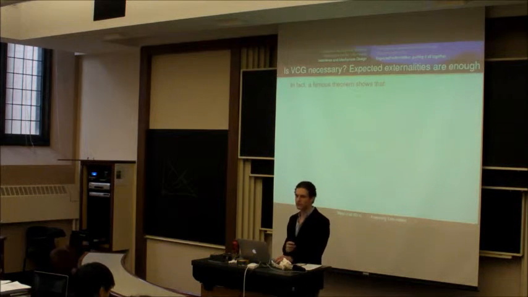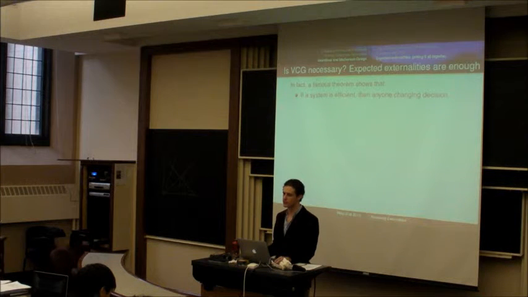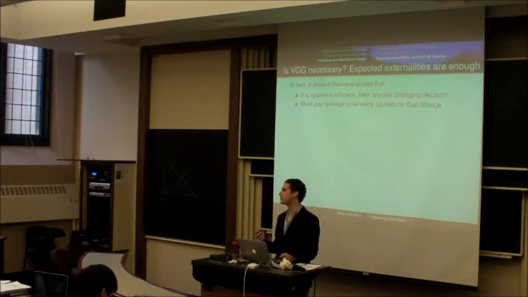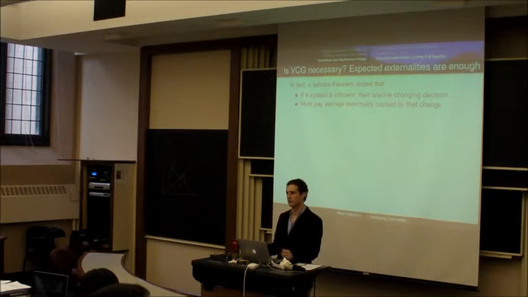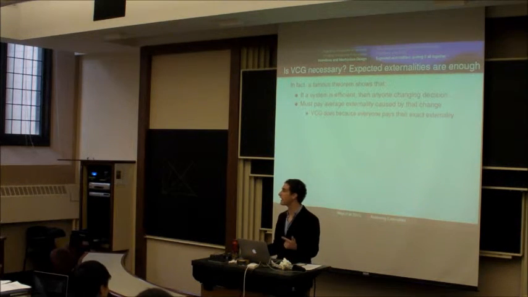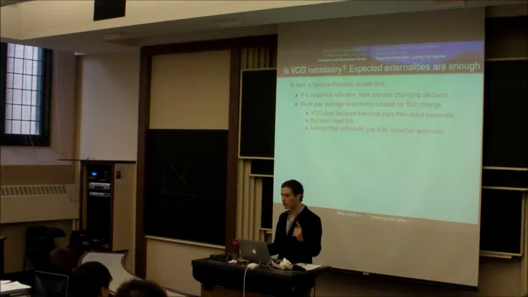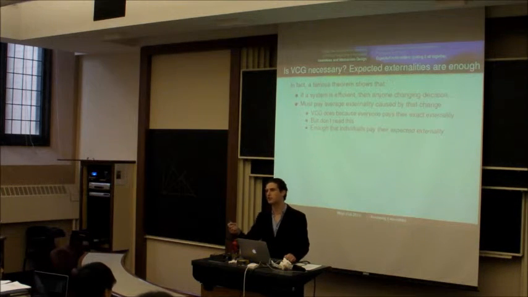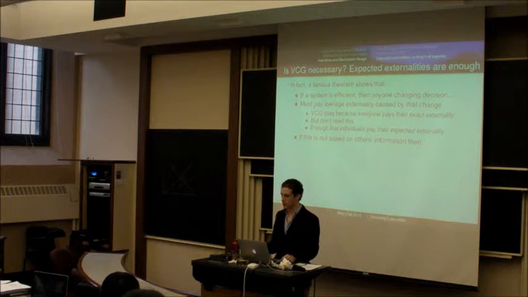And in fact, there's a famous theorem which shows that any efficient system requires that every time someone changes the decision we make as a society, they have to pay the average externality that they cause. That's basically just an application of Pigou's principle that we learned last class. And VCG satisfies this because everybody pays the exact externality that they in fact end up causing. But that's not necessary. All that's necessary is that everyone pays the average externality they're likely to cause, averaged over what the values of everyone else are.